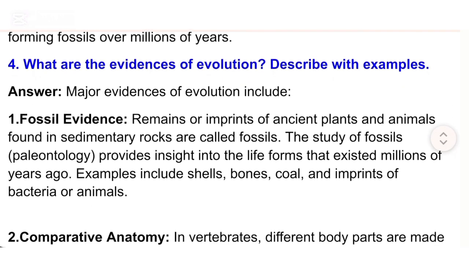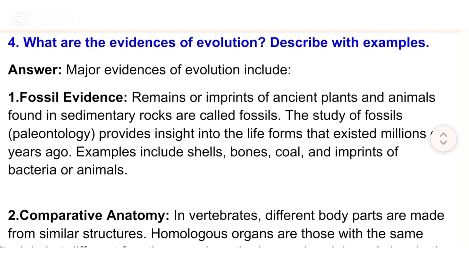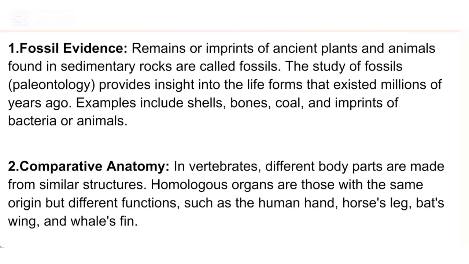4. What are the evidences of evolution? Describe with examples. Answer. Major evidences of evolution include 1. Fossil evidence. Remains or imprints of ancient plants and animals found in sedimentary rocks are called fossils. The study of fossils, paleontology, provides insight into the life forms that existed millions of years ago. Examples include shells, bones, coal, and imprints of bacteria or animals.